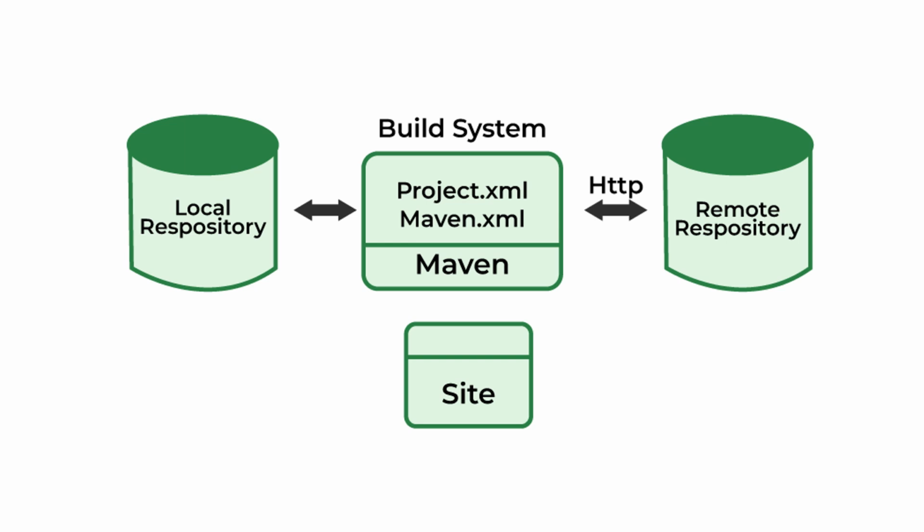Actually, there are two types of repository, as I said earlier: a local repository and a remote repository. So Maven reads the pom file, and it downloads the dependencies defined in the POM file into the local repository from the central repository, and it executes the life cycles, phases, goals, and plugins defined in POM XML.